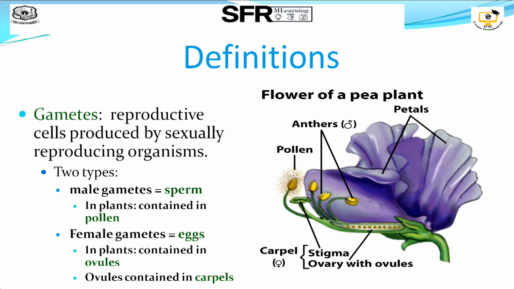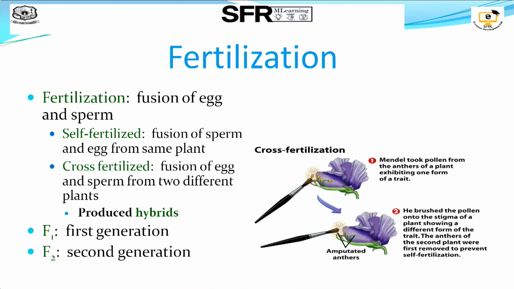Okay, the male gametes, the sperm in plants, are contained in the pollen grains. The female gametes, the eggs in plants, are contained in the ovules. The ovules are contained in the carpels. Fertilization is the fusion of egg and sperm. Self-fertilization is the fusion of sperm and egg from the same plant; if it undergoes this fertilization, it is self-pollination. If there is fusion of egg and sperm from two different plants of the same variety, in the pea plant, then it is cross-pollination.